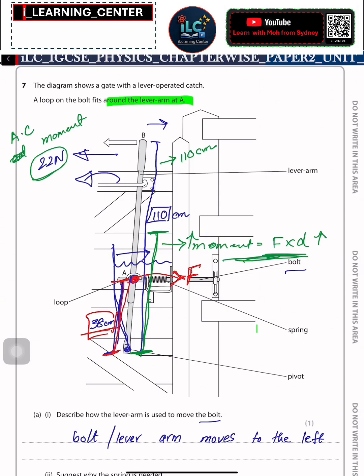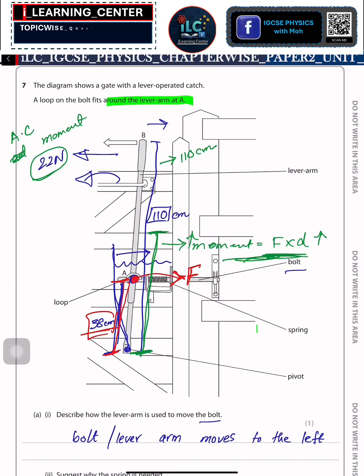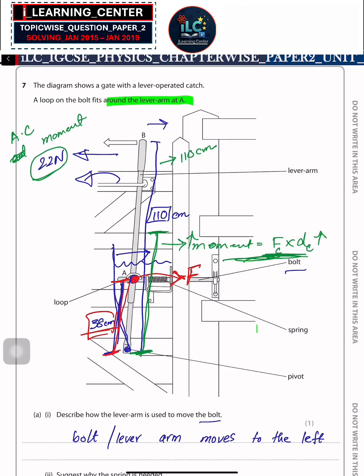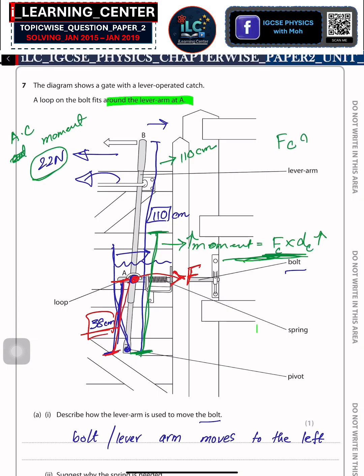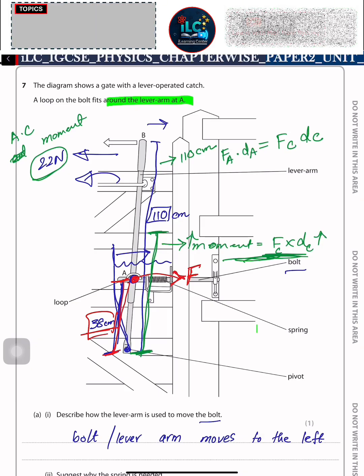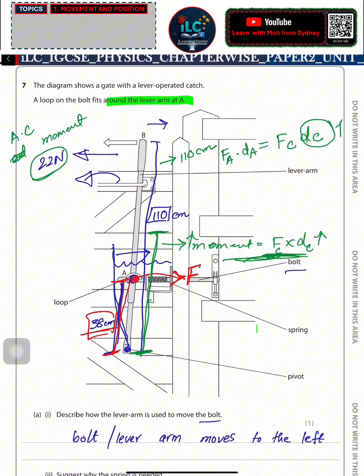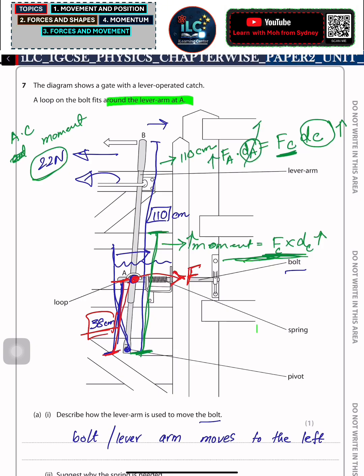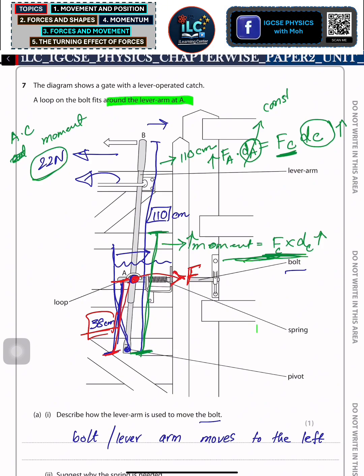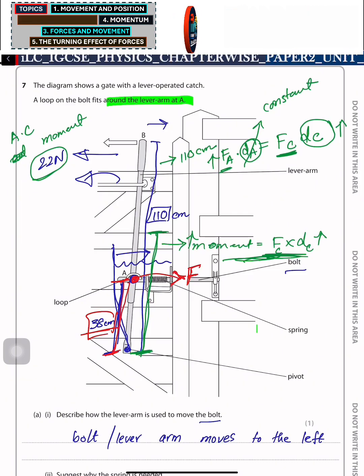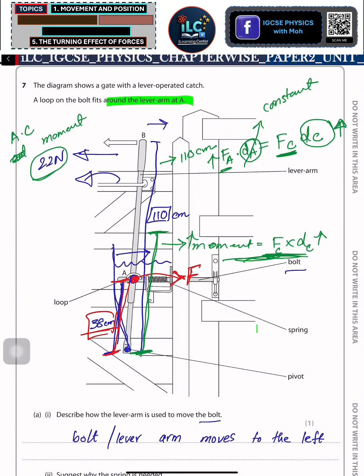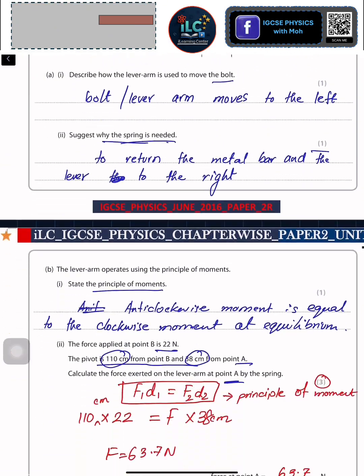In other words, if I show you, let's say I'm writing this is clockwise, so FC DC, and here anti-clockwise moment FA DA. So this one has increased. This one is same. So you have to increase this because this one is constant. You have to increase this to compensate this increase that you have made. So we will just write the same thing here.